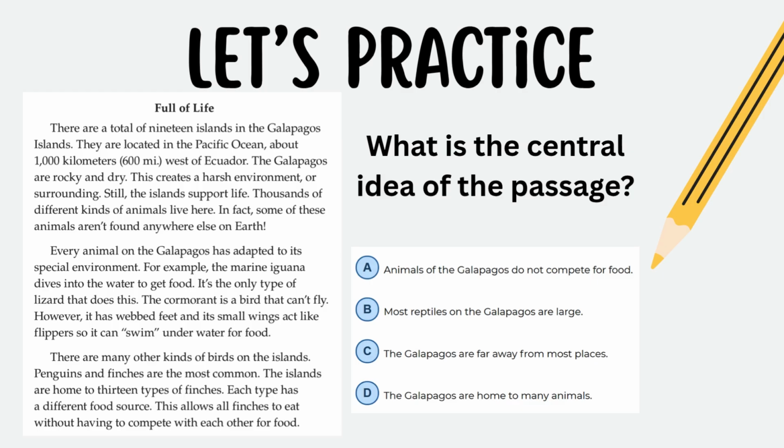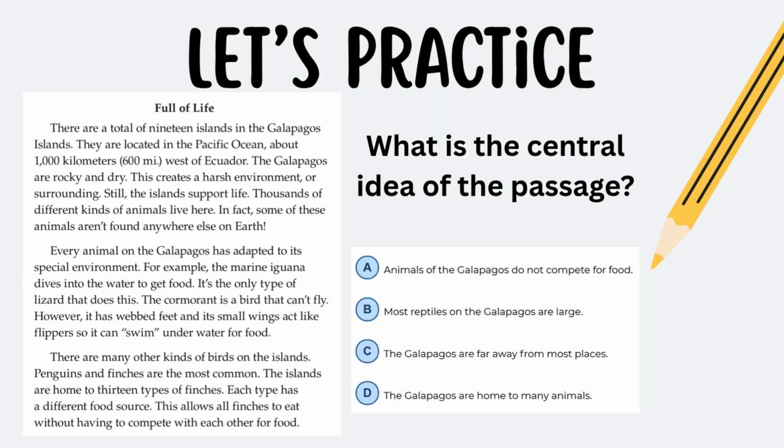So let's look at this passage. Let's read together. Ready? Everybody ready? Here we go. Full of life. There are a total of 19 islands in the Galapagos Islands. They are located in the Pacific Ocean, about 1,000 kilometers west of Ecuador. The Galapagos are rocky and dry. This creates a harsh environment or surrounding. Still, the islands support life. Thousands of different kinds of animals live here. In fact, some of these animals aren't found anywhere else on Earth.